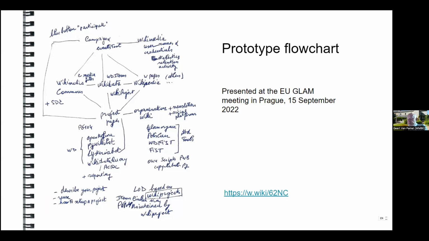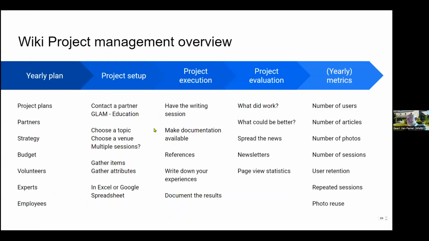When I create a session, there is a URL, a link with a blue button that you can put on your Wikipedia project space, so that users can easily subscribe to the session. Okay, so here you have a small overview in a small schema, a project activity flow, how you can set up an activity. You start from a yearly plan, you do the project setup, you do the project execution, and later after the session, you make the evaluation, and you can use statistics from the Programs and Events tool.